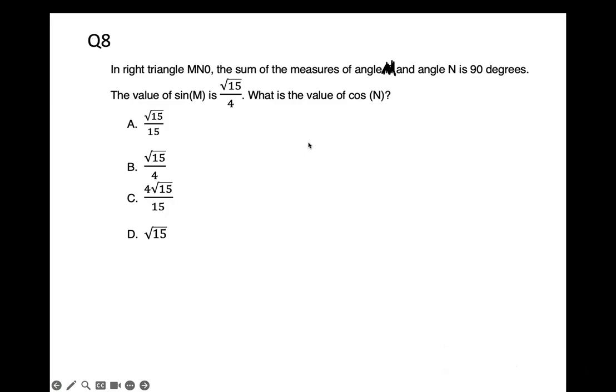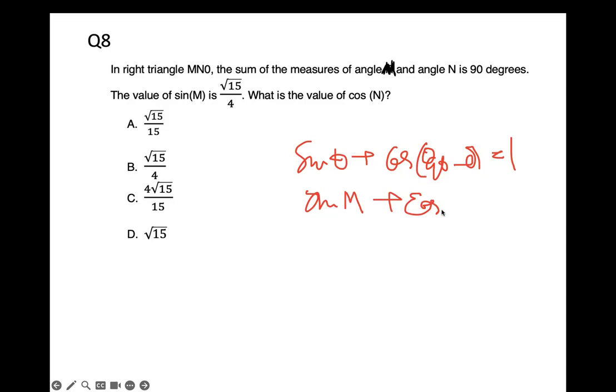Whatever the triangle is, I know sine of a certain number plus cos of the other number, 90 minus that number, is going to give me what? 1. Right? In the process, I know sine of the N, which is complementary to the cos of the M, is going to be 90, which is equivalent to the 1, right?